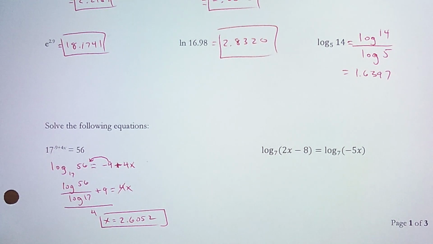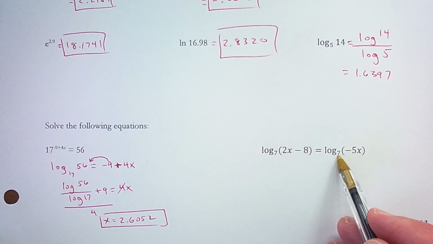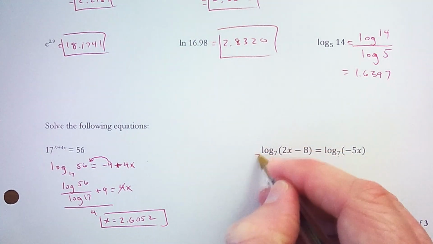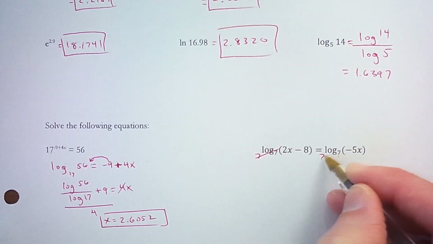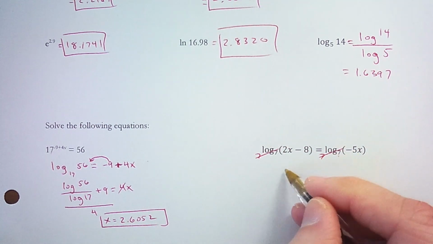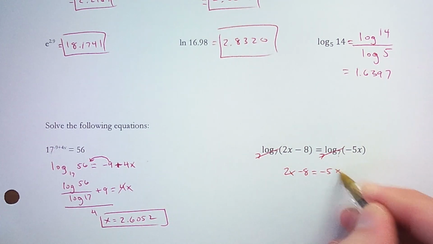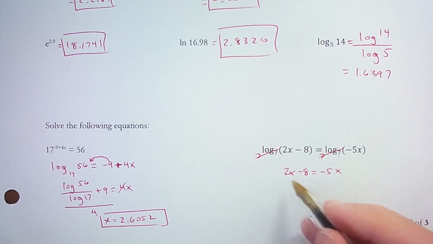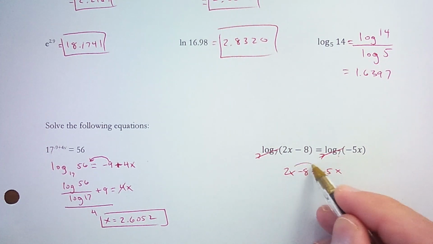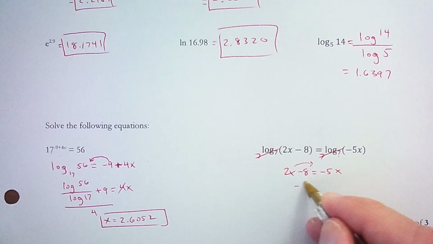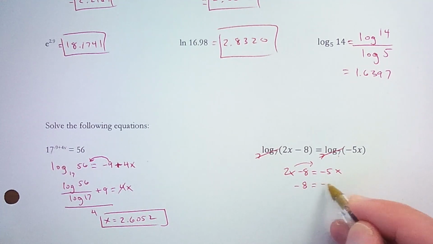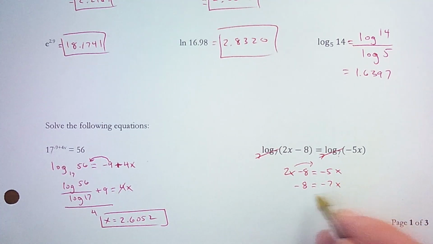My next equation, I have log base 7 on both sides, and if I do base 7 on both sides, that'll cancel out my logarithms. So I have 2x minus 8 equals negative 5x. Now if I subtract that 2x onto the other side, I've got negative 8 equals negative 7x. And if I divide by negative 7, I get x by itself, and x equals 8 over 7.